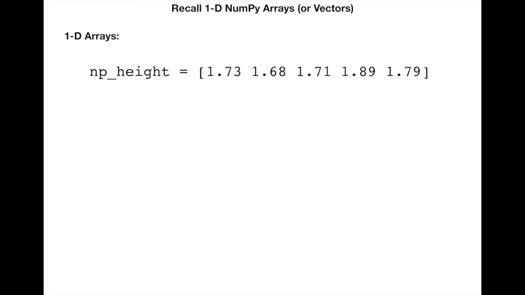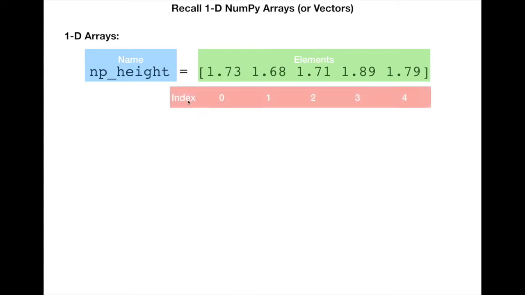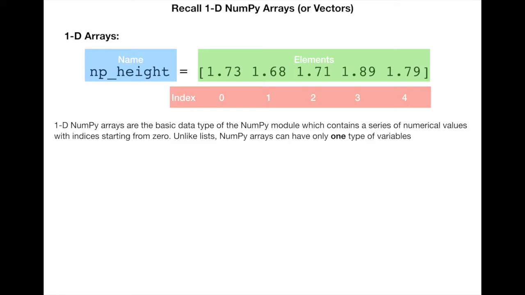So recall what we learned in the last lecture for one-dimensional NumPy arrays, or sometimes we call vectors. This is a one-dimensional NumPy array, and we have np_height equal to these numbers. This is the name of the array, and these are the elements, and each element, like in lists, has an index, starting from 0 and going to 4. So there are a total of 5 elements. A one-dimensional NumPy array is a basic data type of the NumPy module, which contains a series of numerical values with indices starting from 0.